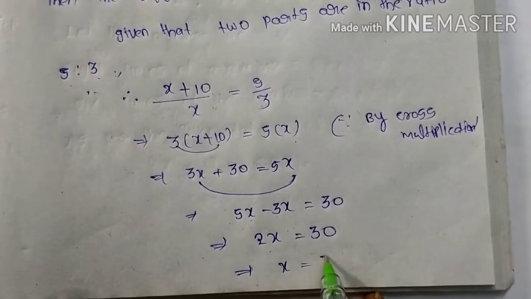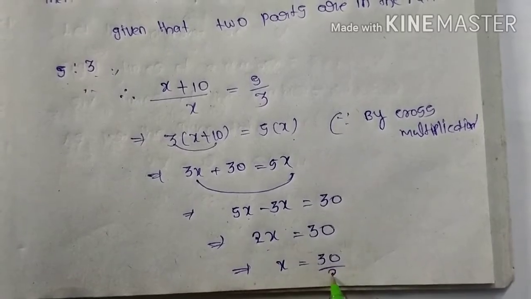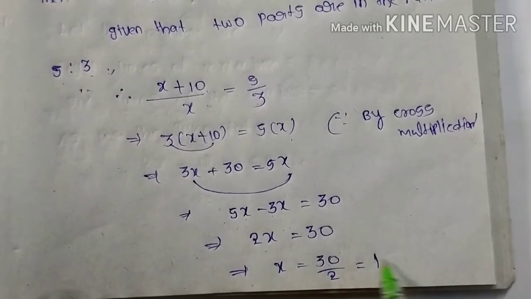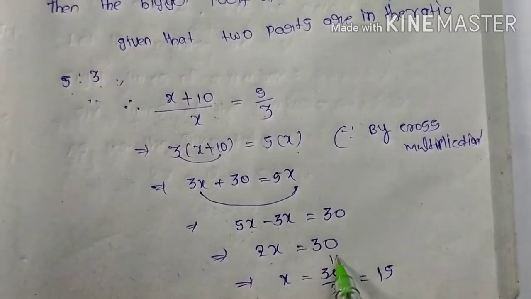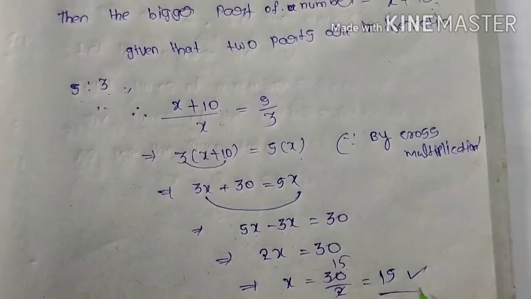Then x is equal to 30 by 2. 2 times 15 is 30. That means x is equal to 15.